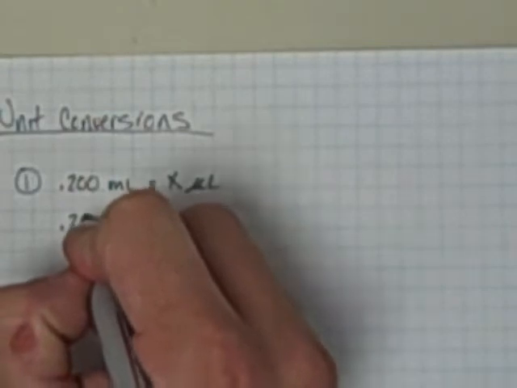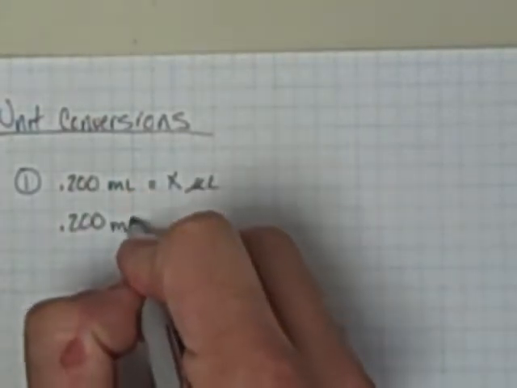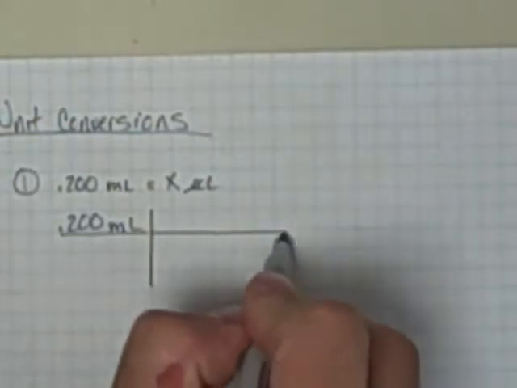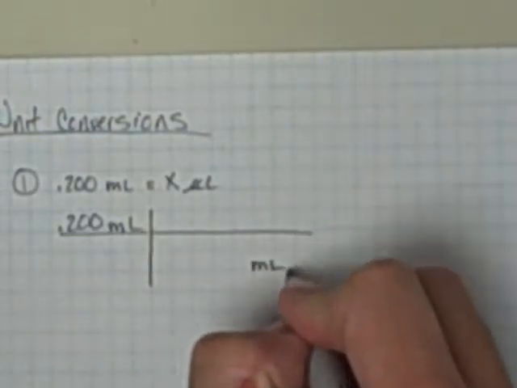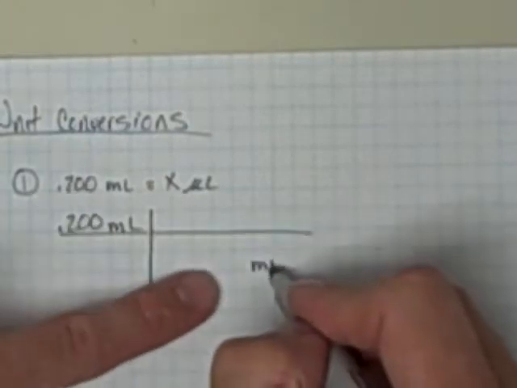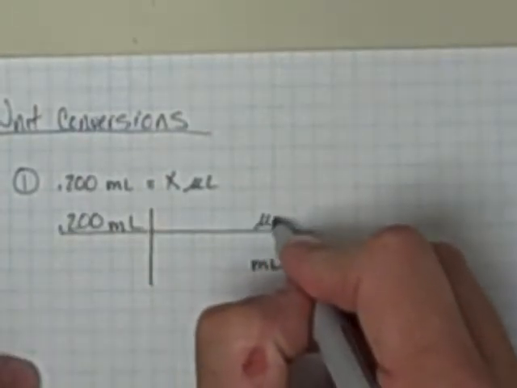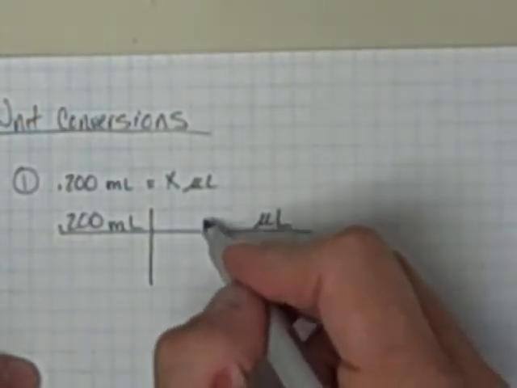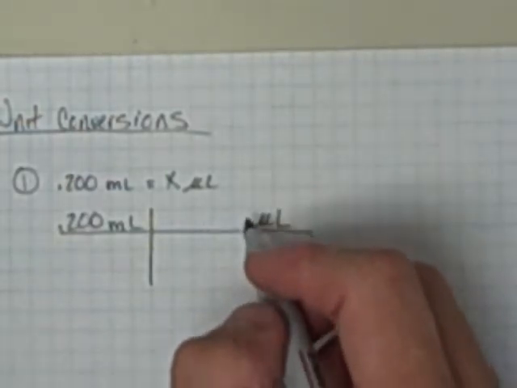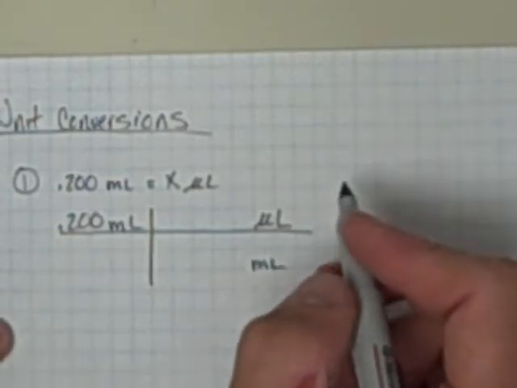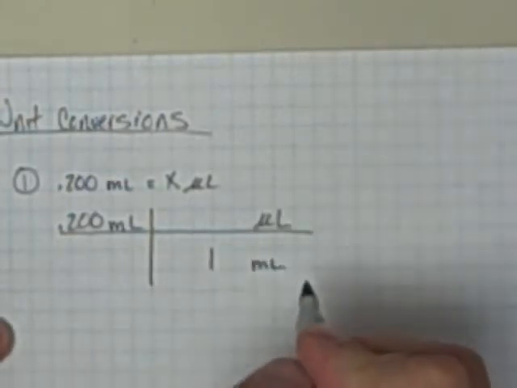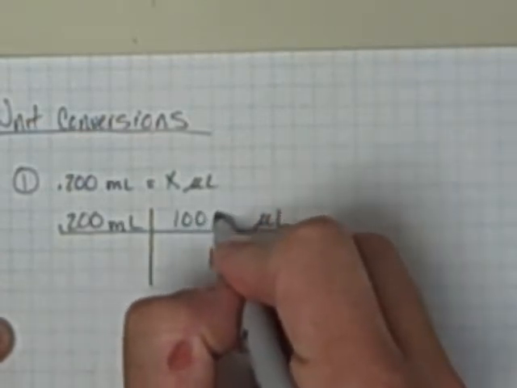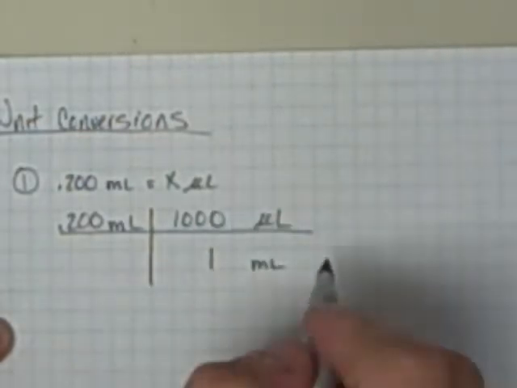So I set this up as always. What I have first is 0.200 milliliters, and I want to set this up in a way that I'm getting rid of the milliliters, so I would put that on the bottom. What I want to be left with is microliters, so that goes on the top. Now what I need to put in here is the relationship between milliliters and microliters. I know that 1 milliliter will contain 1,000 microliters.